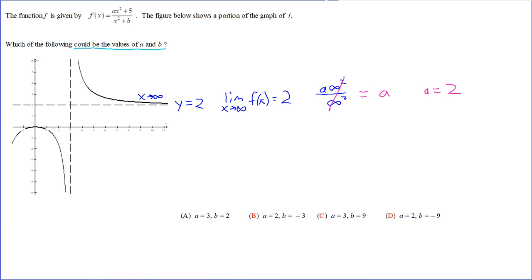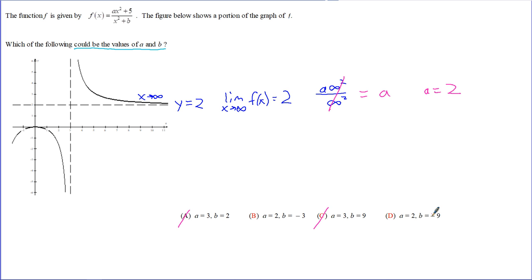If we look at our choices here, a equals 3, nope, that doesn't work. A equals 2, okay, that could work. A equals 3 can't work, sorry. And a equals 2 works. So it's down to B and D. Now it's asking, would b be negative 3 or negative 9?